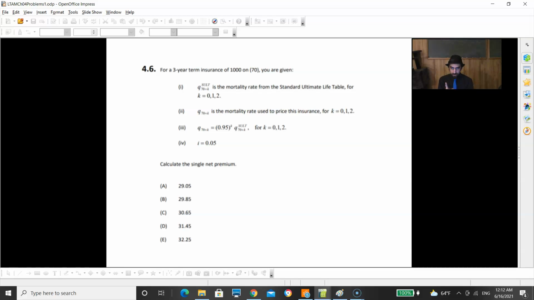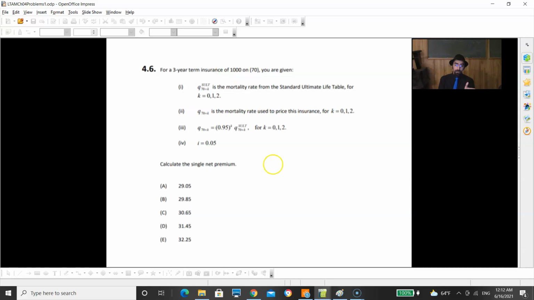Now, it's something I should have mentioned. If you don't know what single net premium is, that may be why you can't do it. It's the amount that they would need to charge right from the outset. Rather than charging something every year, they charge some fixed amount right now, and then they pay you. It's a 3-year term insurance, so it'll pay at the end of the year if you die. How much would they need to charge for the expected present value to be 0?